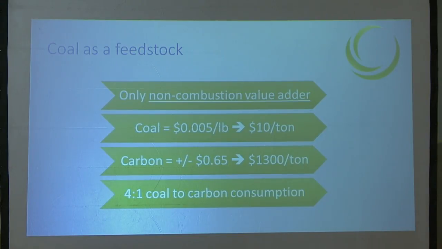We sell that for 65 cents a pound, roughly. This is an unbrominated cost, and that is $1,300 per ton. So we take a $10 per ton feedstock, turn it into a $1,300 per ton product. These are real numbers, actual real numbers, and we have a 4-to-1 coal to carbon consumption ratio. That's something that we like to focus on.